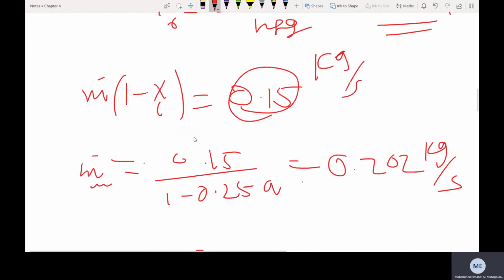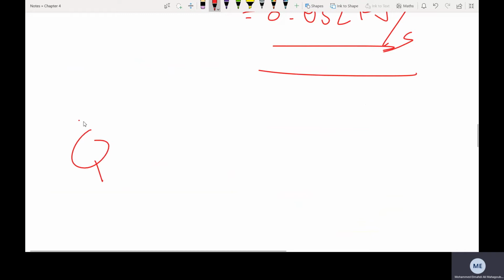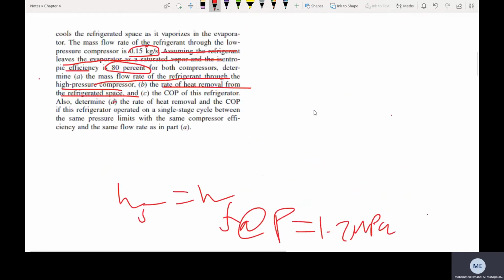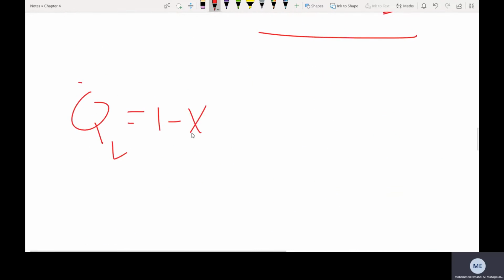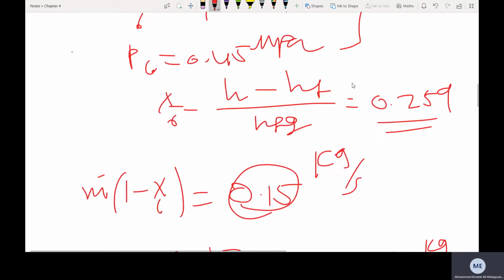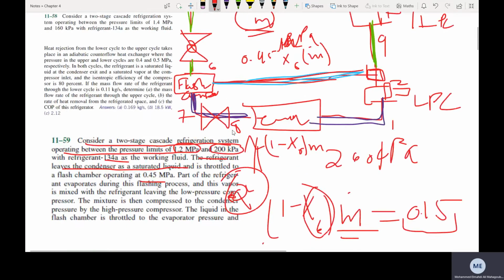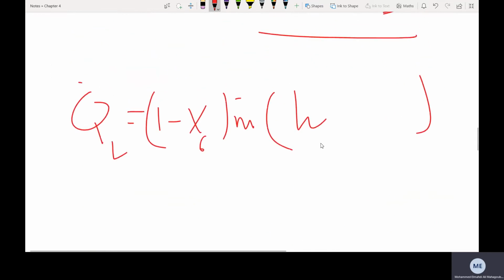Okay, so what was Q dot L? Be careful. The flow through the evaporator is not the total flow rate. So it is (1 minus x6) multiplied by m dot total. Now I have h1 here, and I have h8, so it is h8 minus h1. Be very careful. Okay, it's h1 minus h8. It doesn't matter with the sign, you're always going to put it positive.